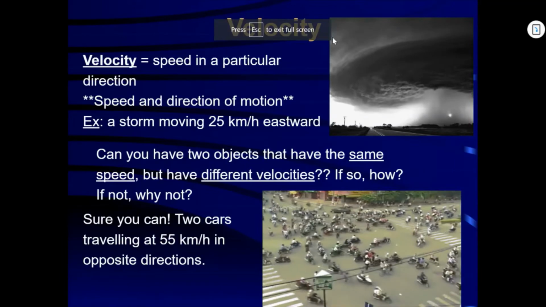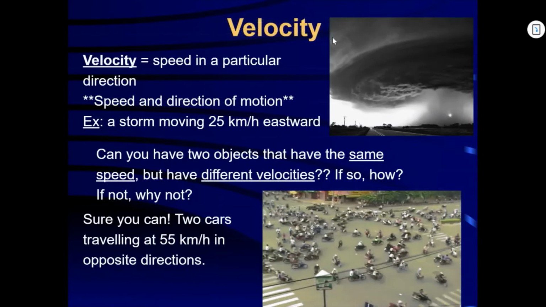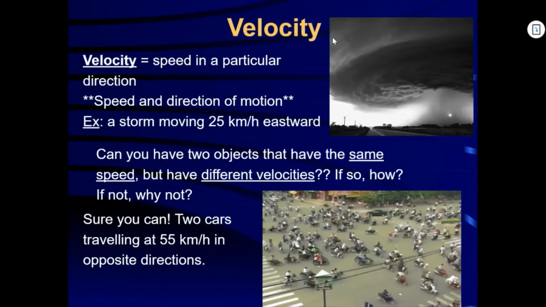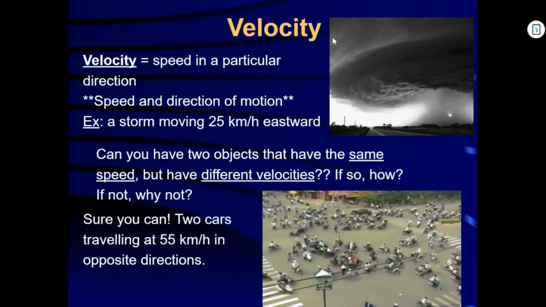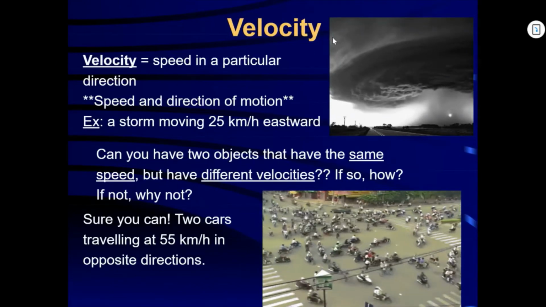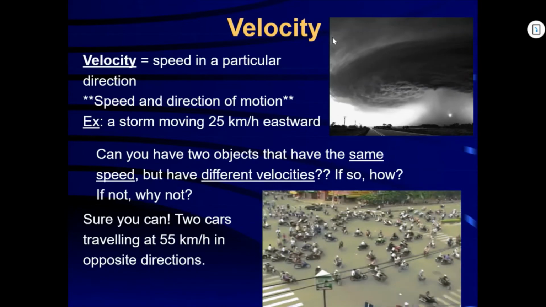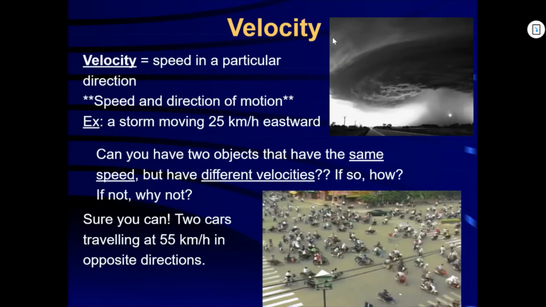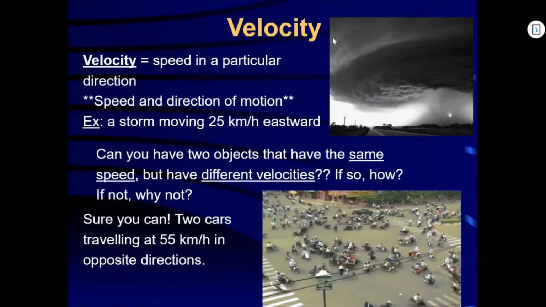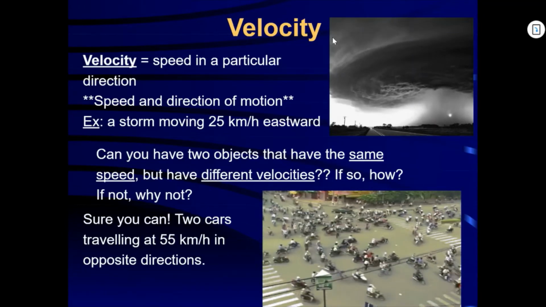All right, so we were just talking about motion and then we talked about speed. Now let's talk about velocity. So velocity is speed, but in a particular direction, right? So remember that because you may see that again. Remember that speed is how fast you get from point A to point B. Velocity is basically the same thing, but moving in a certain direction. So speed and direction of motion.